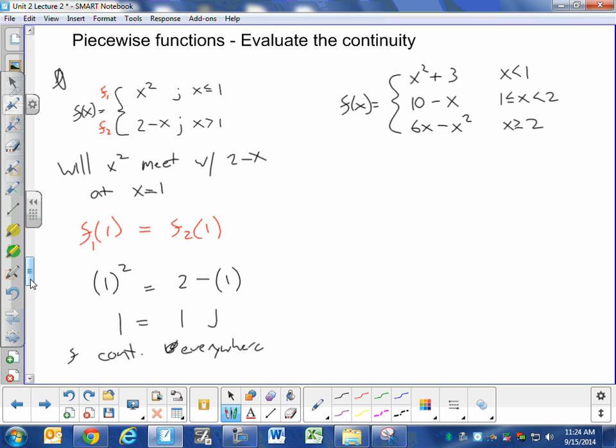All right, you guys do the second one. Now for this guy, we have three pieces. x squared plus 3 to the left of 1, 10 minus x between 1 and 2, 6x minus x squared to the right of 2. This will be continuous, but do they meet up where we leave the first one and we pick up the second one?